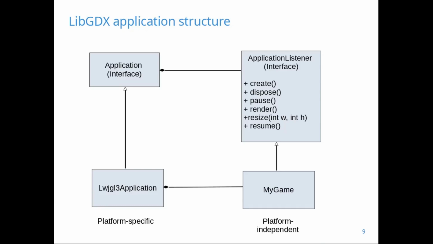So application and application listener, they're just Java interfaces. So to build a game, you need to create instances of both. And one of them, LWJGL application, we already get with the library. And my game, you create and modify and edit.